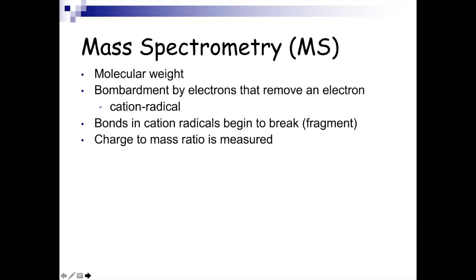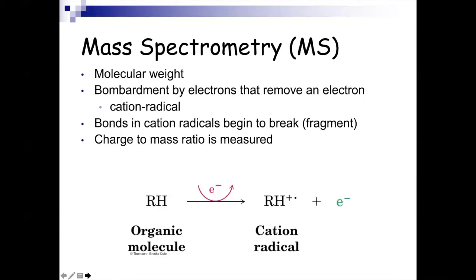So I said before, mass spectrometry, or MS, tells us the molecular weight of a compound. This happens after we bombard our molecule with electrons that will ultimately remove an electron, again, to create that cation radical. Bonds in this cation radical begin to break, so our molecule fragments and breaks apart. Ultimately what we're looking at is the mass to charge ratio. Here's a schematic. We have our molecule. We kick off an electron, and we end up with what you see here, a cation that is also a radical. And then, of course, we have that one free electron.